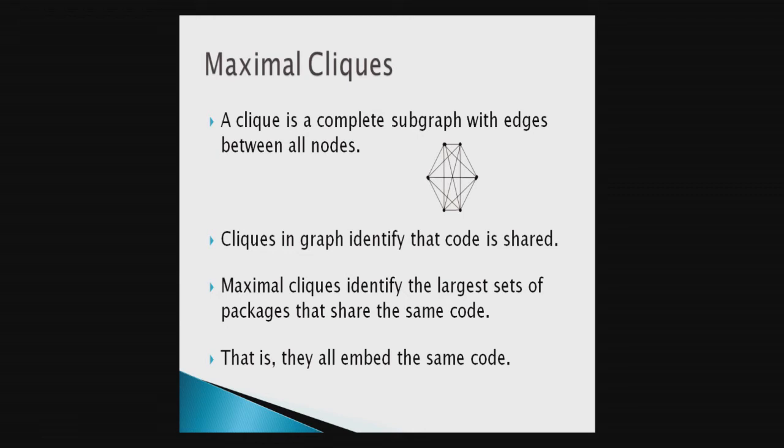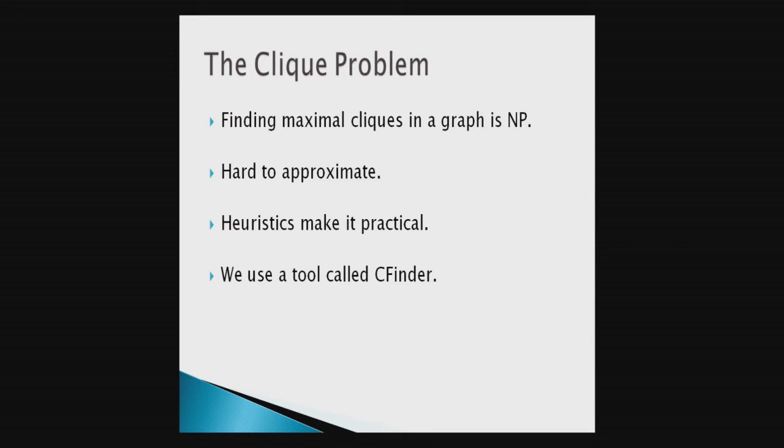Now, the clique problem is a hard problem to solve. It has a complexity in NP, so it's generally infeasible for large graphs. It's hard to approximate, so you don't have a guaranteed approximate solution. But heuristics make it practical. And so we used a tool called CFinder, which I think is actually called Community Finder. It finds community structure in graphs, and it's used for social network analysis and things like that. But we use it to solve the clique problem here.